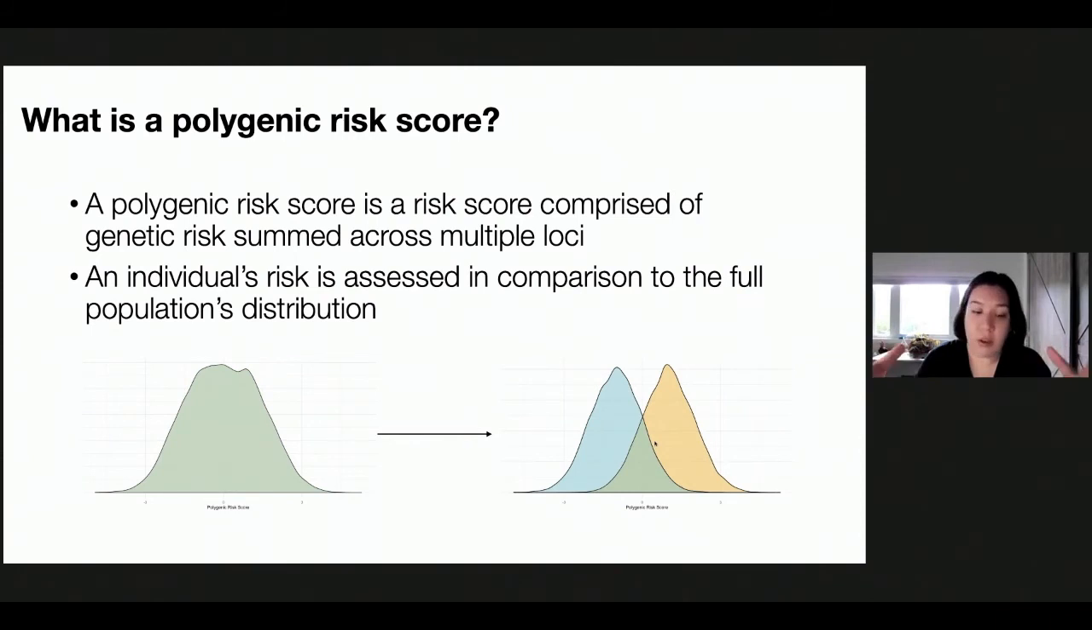For those of you who aren't familiar with polygenic risk scores, essentially it is taking a lot of risk alleles from across the genome and summing them to get a summary measure of genetic risk for a particular outcome or disease. That risk is then compared to the full population's distribution, or the relevant population's distribution. And then usually both a relative risk and an absolute risk can be derived from that.